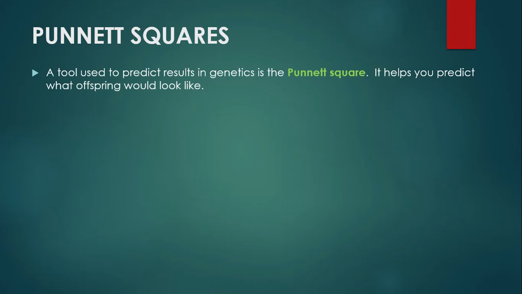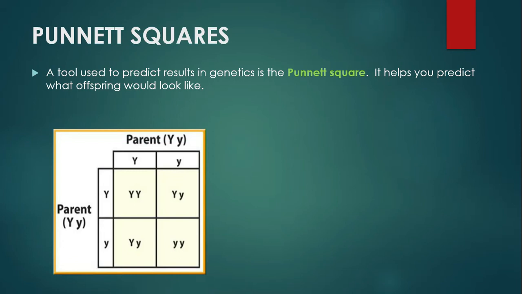Okay? Now, what are these Punnett squares? A Punnett square is a tool used to predict results in genetics. It helps you predict what offspring would look like. So, this is how it is written. What you can see are variables expressed in upper and lower case, most commonly a capital and a small letter, coming from both parents.